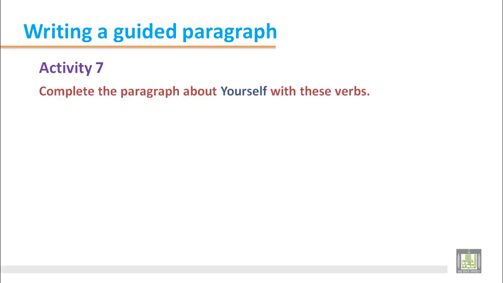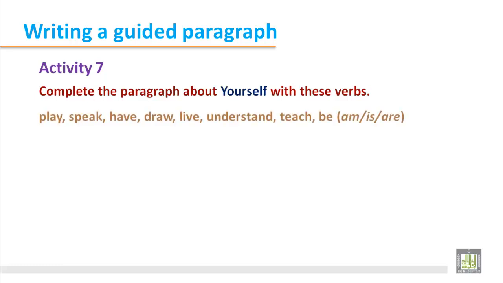Writing a guided paragraph. Activity 7. Complete the paragraph about yourself with these verbs. In this activity, we have a list of verbs like play, speak, have, draw, live, understand, teach, and a list of be verbs in the present tense form. We have three be verbs in the present tense: am, is, are.